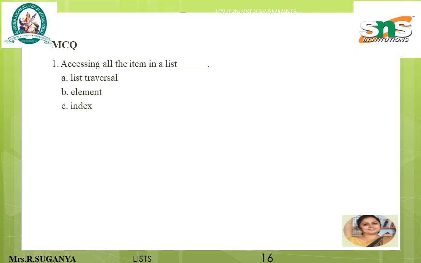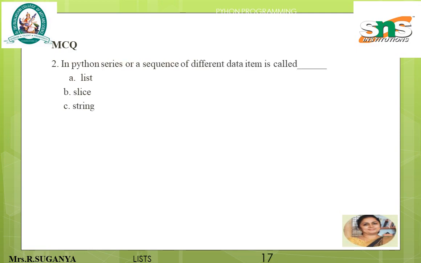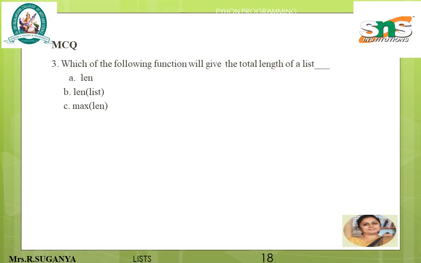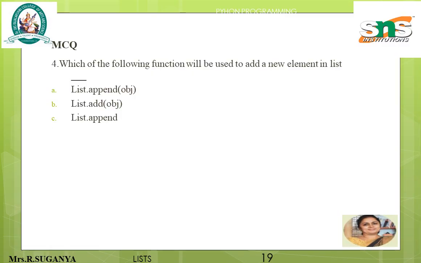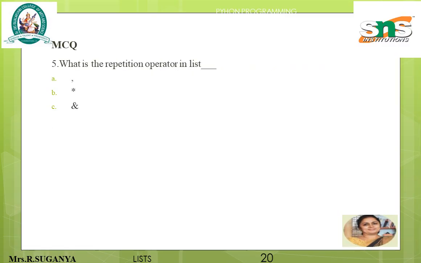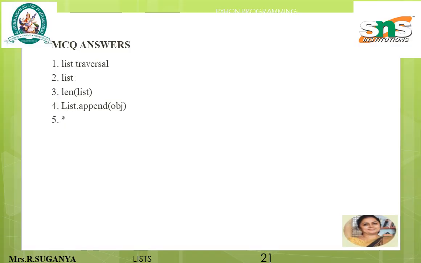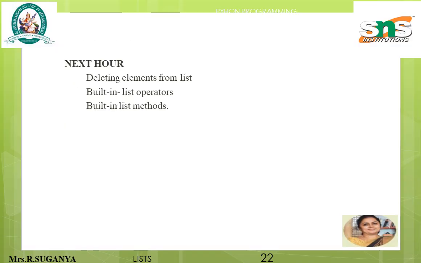Here we have some MCQ questions. Accessing all the items in a list is called what? In Python, a series or sequence of different data items is called what? Which of the following functions will give the total length of a list? Which of the following functions will be used to add a new element in the list? And what is the repetition operator in a list? Answers are given here, so you can go through them.